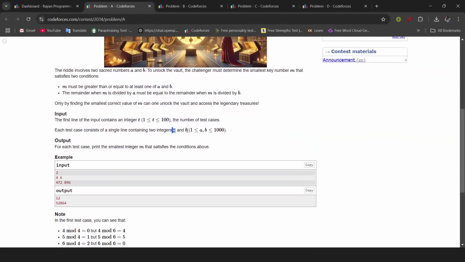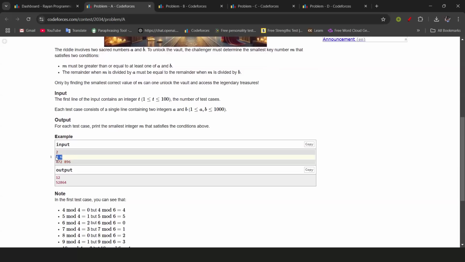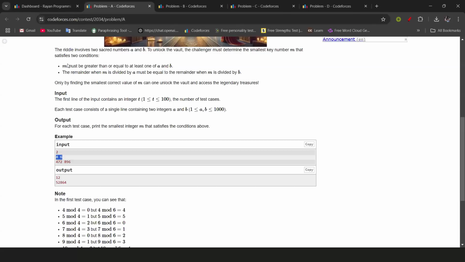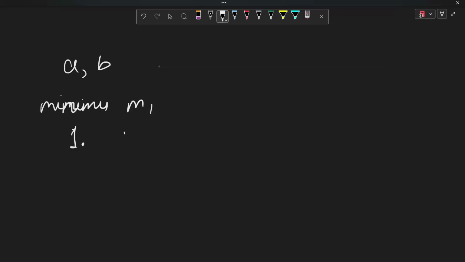Okay, and we are given two integers A and B. Let's say we are given 4 and 6. What we need to do is determine the minimum M so that it satisfies two conditions. The first condition is M must be greater than or equal to at least one of A or B. That is, M should be greater than or equal to A, or M should be greater than or equal to B. Either of the two it can satisfy.